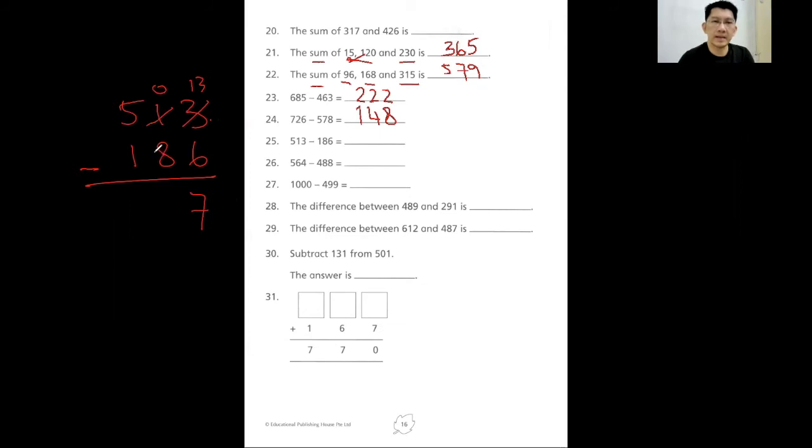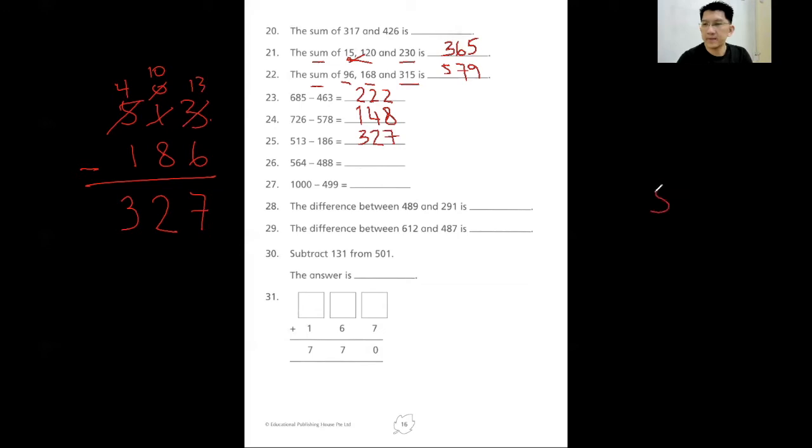Okay, 0 minus 8, that's impossible because 0 is smaller than 8. Therefore, we borrow 1 from 5, leaving you with 4. So 0 gets 10, 0 becomes 10. 10 minus 8 is 2. Now, we've moved on to the last group, which is 4 minus 1. 4 minus 1 is 3. So that is the answer, 327. Okay, great.